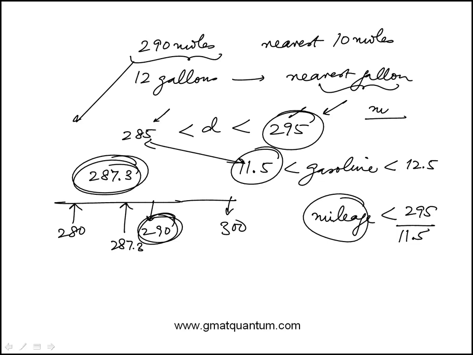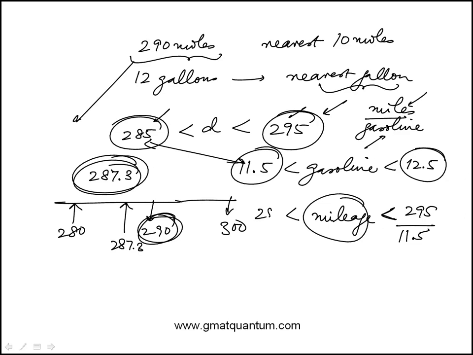You have miles traveled over gasoline used. We're picking the highest possible value and then the least. And the less than just says they can't be exactly these values, but slightly less than that. The other extreme, the least, would be when you go the least distance and use the most gasoline. So that's 285 over 12.5. So if you look at the answer choices, this is identical to choice D.